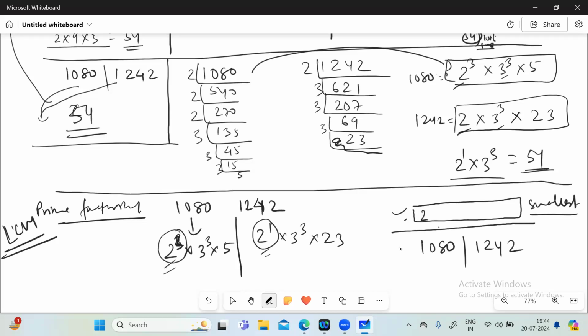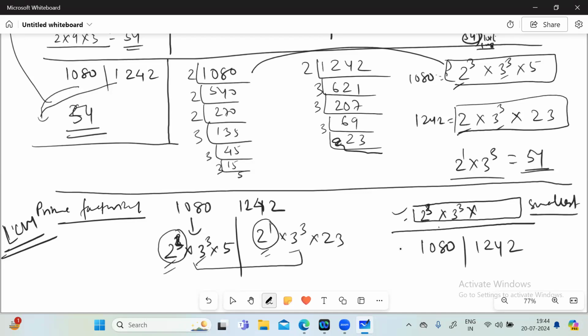So 2 to the power 3 is basically the highest power of 2 in these two numbers, but it is the smallest power which is required here for 2. Similarly, in the case of 3, the smallest power which is required is 3 to the power 3. See the change of sentence that I am making. Everywhere you will study or learn, they will say the highest power of 3. Of course, it will be the highest power of 3, but it will be the smallest required power of 3 also, which I need to write here.